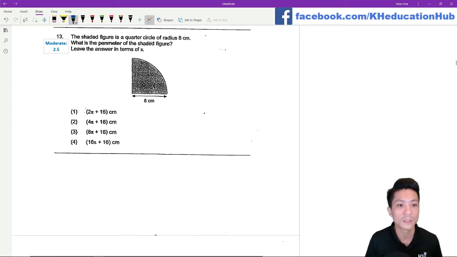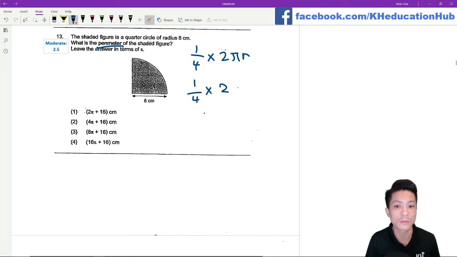Question 13. The shaded figure is a quarter circle of radius 8 cm. What is the perimeter of the shaded figure? Leave the answer in terms of pi. So if we want to find the perimeter of the shaded figure, it will be 1/4 multiplied by 2 pi r, right? Because 2 pi r is the circumference of the circle. It's going to be 1/4 times 2 times pi times 8.